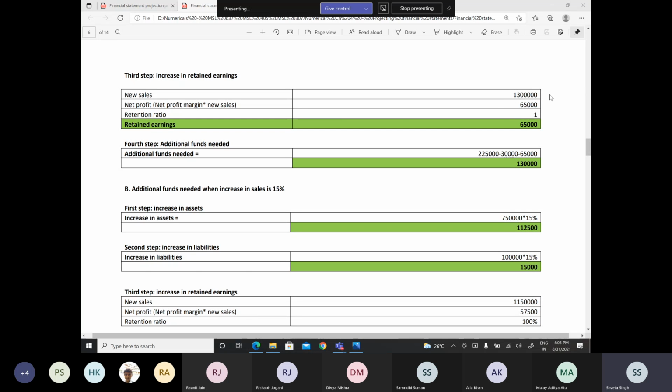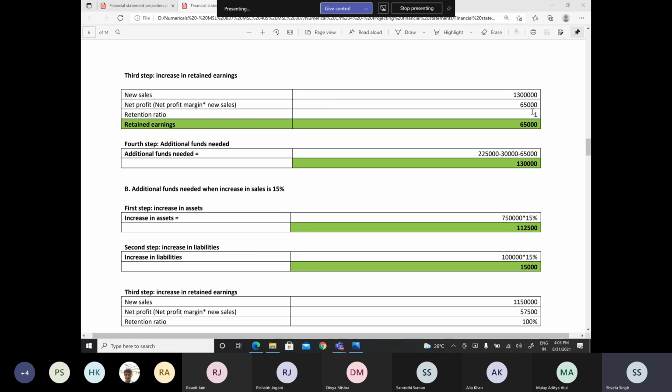So the new sales is now expected to be 1.3 million. And the net profit is net profit margin into new sales. So that is 5%, so that is 65,000. Again, because it's a startup, we are expecting to retain all of this. So we will retain all of the $65,000 into our business.